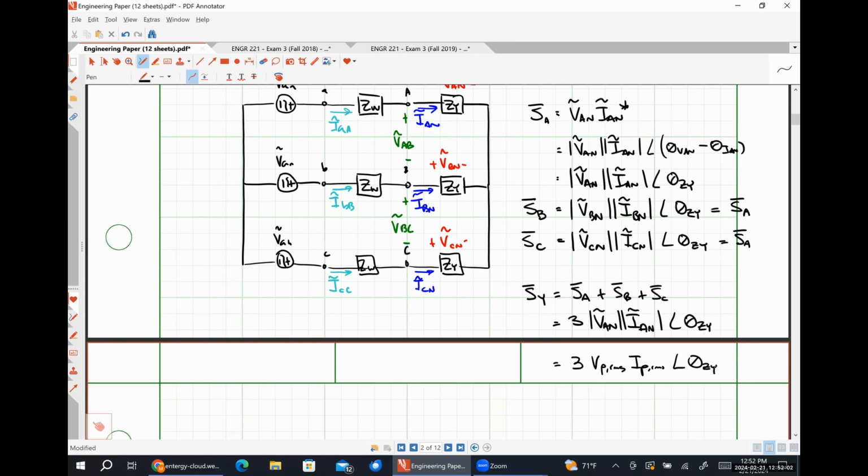All right, so what if we wanted to put things in terms of our line voltages and line currents? Right? So what's the relationship between our phase currents and our line currents for this YY system?